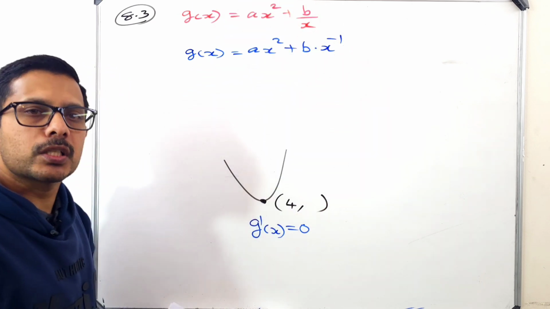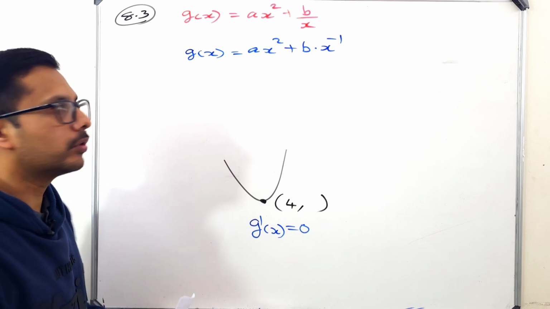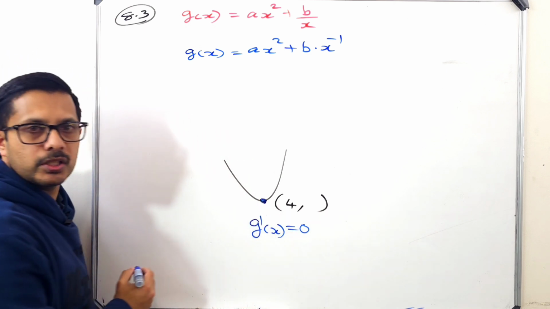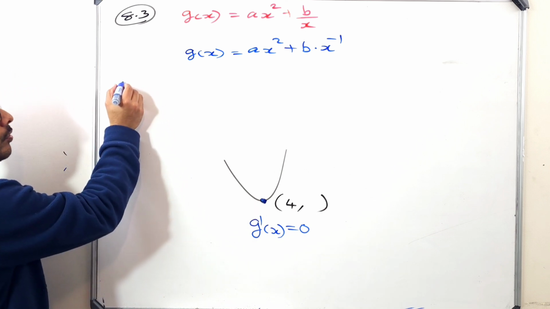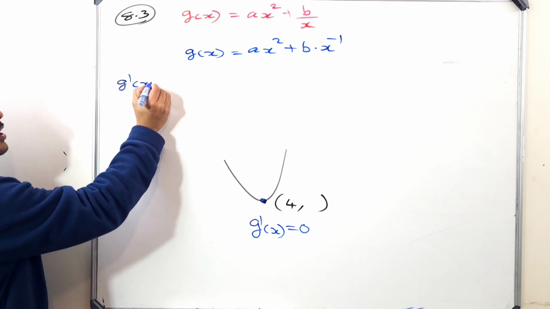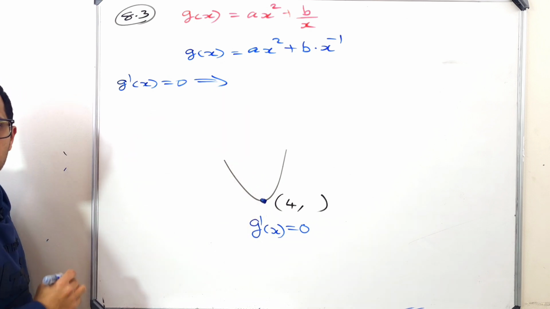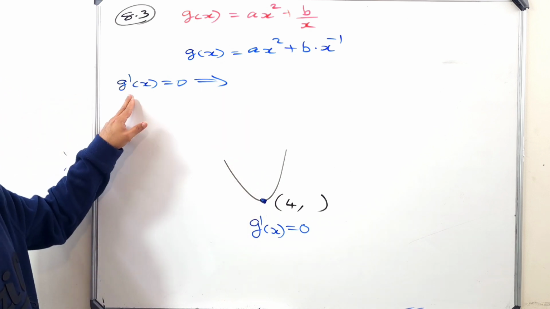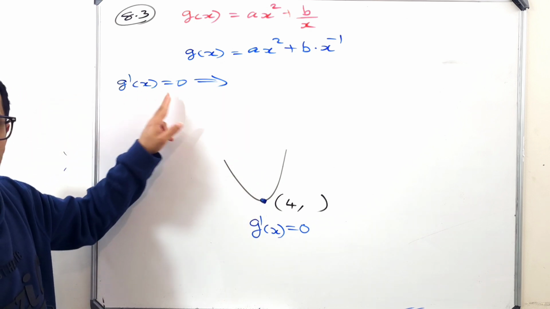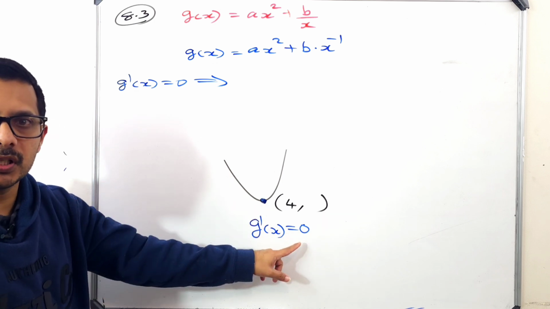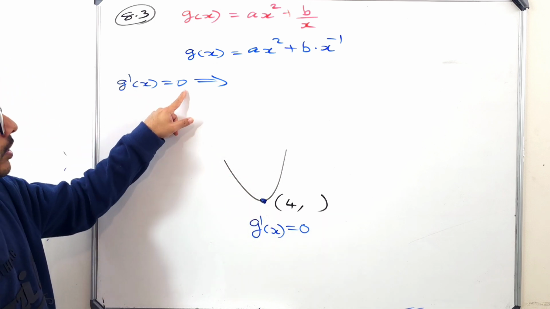Okay, first we can find the first derivative. At this minimum point the first derivative is equal to 0. First we know that the first derivative is equal to 0 at a minimum. So what is the first derivative? The first derivative is equal to 0. Why can we write it like this? Because that is the minimum point condition. The first derivative is equal to 0.